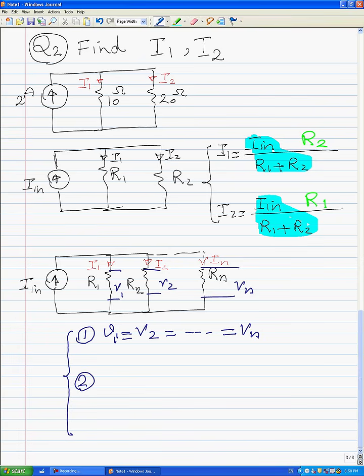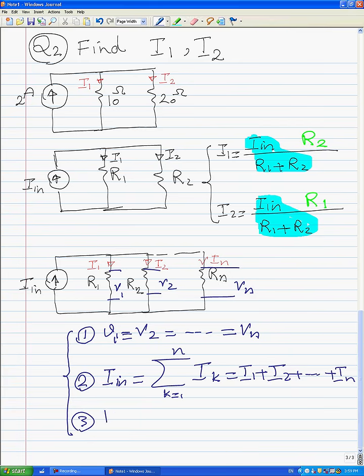Rule 2 says the total current or input current is equal to the summation of the divided currents like this, and is equal to I1 plus I2 plus IN. And rule 3 says equivalent resistance should be found from this equation.